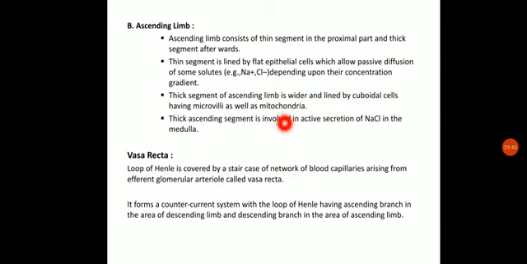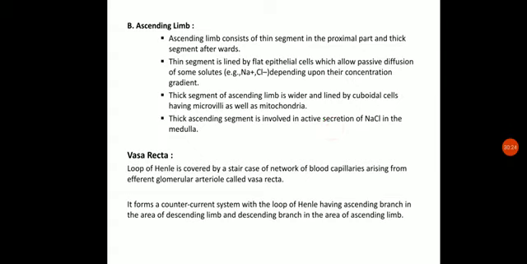The thick segment of the ascending limb is wider and lined by cuboidal cells. So the thin segment was lined by flat epithelial cells, and the thick one will be lined by cuboidal epithelial cells. Okay, and they will also have microvilli and mitochondria, comparatively high in number. The thick ascending segment is involved in active secretion of NaCl in the medulla. So they are mainly responsible for active secretion of NaCl in the medulla. We will see during the process of how urine is formed, where we will find how absorption and reabsorption take place at different places.